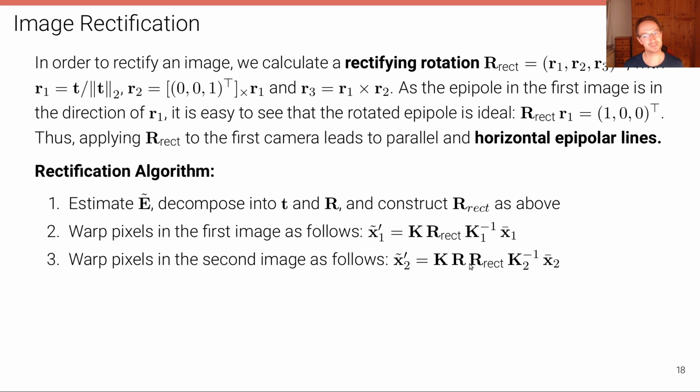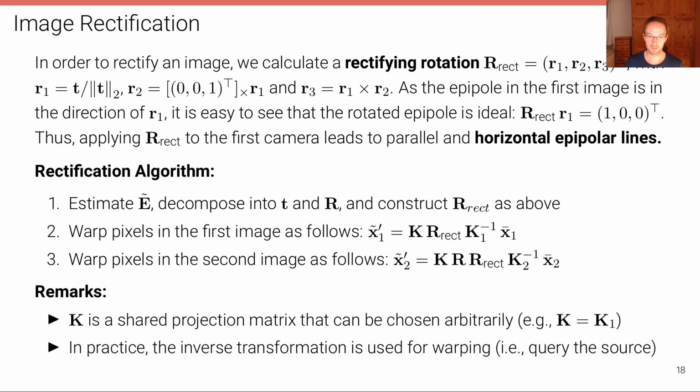This overall rotation is a rotation that combines the rectifying rotation of the left camera plus the relative rotation between the left and the right camera, in order to have both of the image planes being coplanar after this warping. Little remark: K is a shared projection matrix. It must be the same, but it can be chosen arbitrarily. Typically, this is chosen such that it's close to one of the calibration matrices, let's say K1.